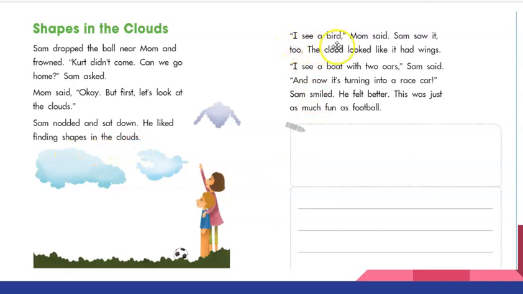I see a bird, Mom said. Sam saw it too. The cloud looked like it had wings. I see a boat with 2 oars, Sam said, and now it's turning into a race car. Sam smiled. He felt better. This was just as much fun as football.